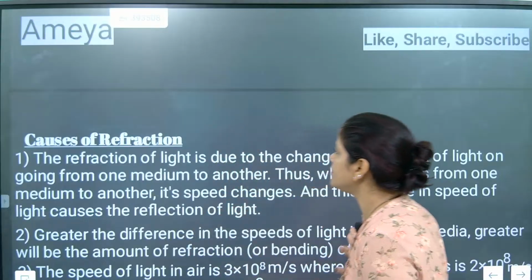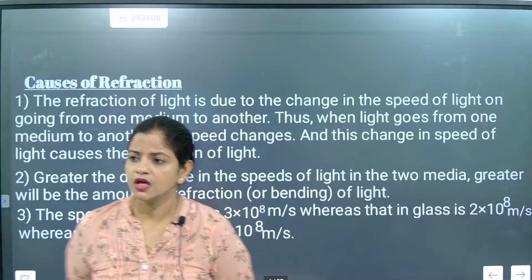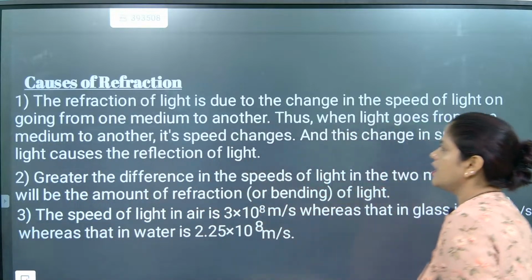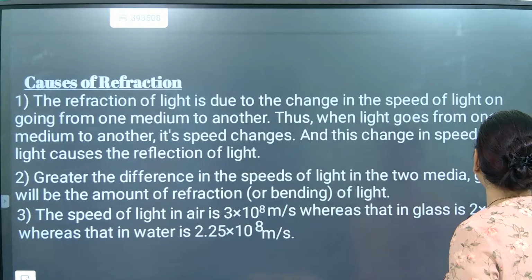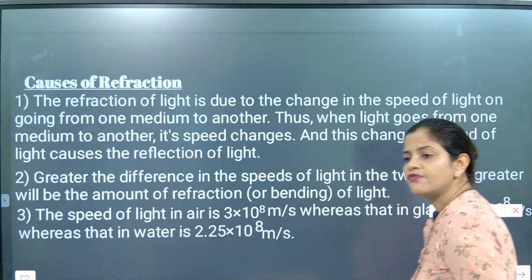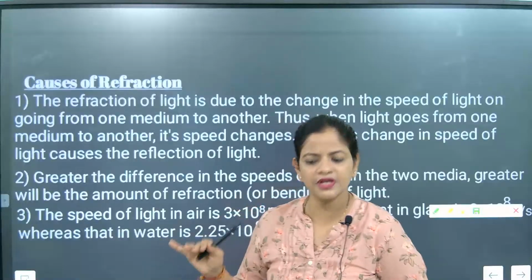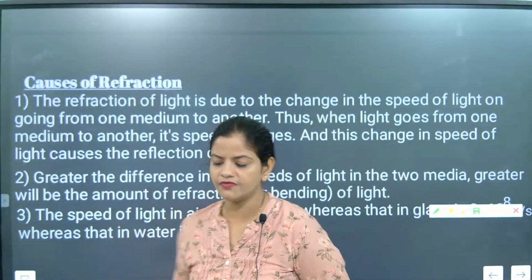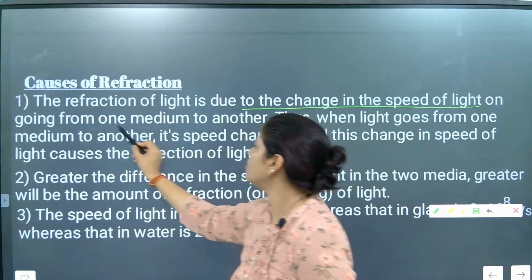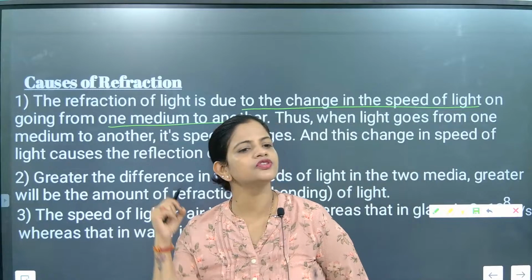Okay, now listen, beta, causes of refraction. There may be many causes of refraction, but what in all are the causes? We are going to talk about it. Refraction of light is due to change in speed. Already we know refraction of light is due to what, beta? Change in speed. And definitely change in speed starts happening from the surface itself. It is due to the change in the speed of the light on going from one medium to another medium.